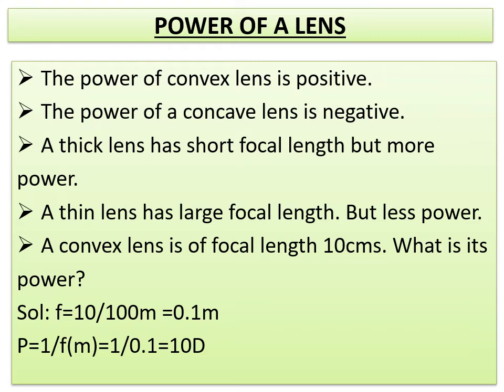Okay. Now let us go to the numerical. A convex lens has a focal length of 10 centimeters. What is its power? So we know the formula.